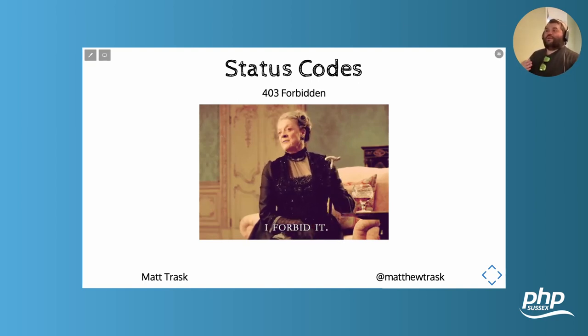Obviously, in your production API, you're going to want to have a much more stringent process. But if someone tries to do something that they're not supposed to be doing, maybe Harry Pottering it up into the forbidden section of the library, when Filch comes through, he's going to slap a 403 on them and tell them to get going.